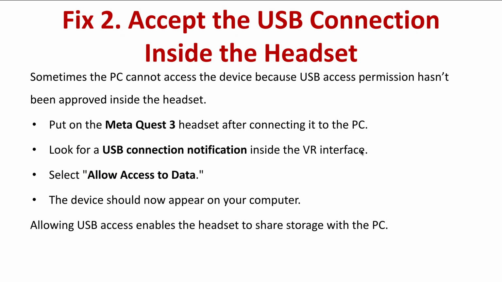So second fix is accept the USB connection inside the headset. Sometimes the PC cannot access the device because USB access permission hasn't been approved inside the headset. Put on the MetaQuest 3 headset after connecting it to the PC. Look for a USB connection notification inside the VR interface. Select Allow access to data. The device should now appear on your computer. Allowing USB access enables the headset to share storage with the PC.